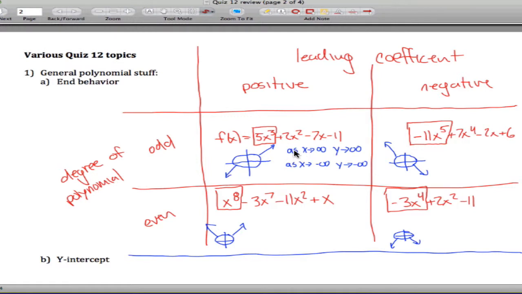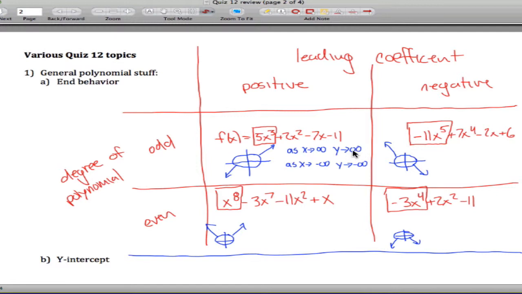So the way you describe this end behavior is you say, as x goes towards infinity, y goes towards infinity. And as x goes towards negative infinity, y goes towards negative infinity. All I'm saying here is that as x goes to infinity, I'm saying when I go to the right. X goes to negative infinity when I go to the left. So if I'm going to describe the end behavior, I have to say what happens when I go to the right and what happens when I go to the left.